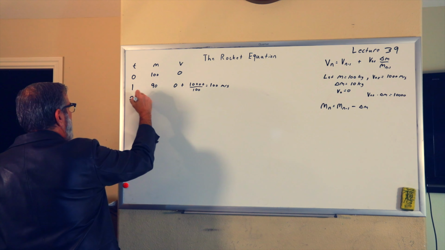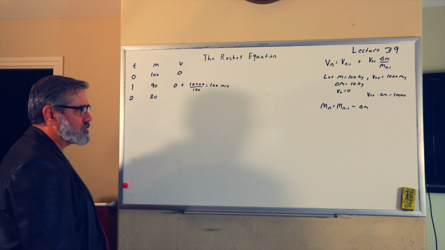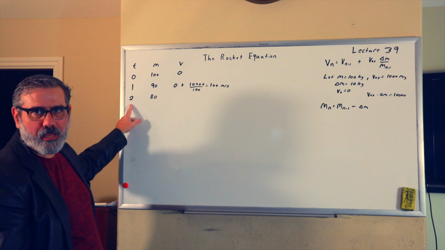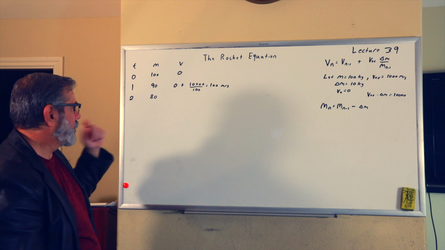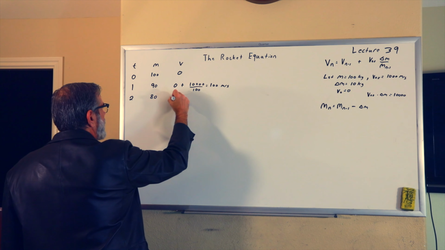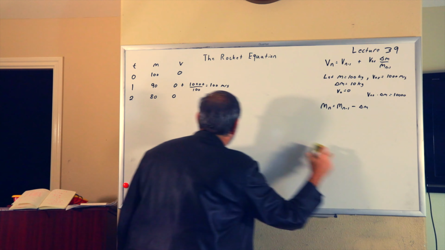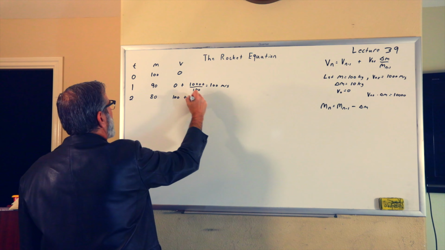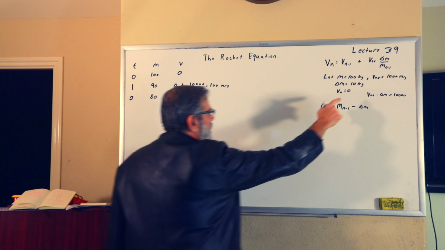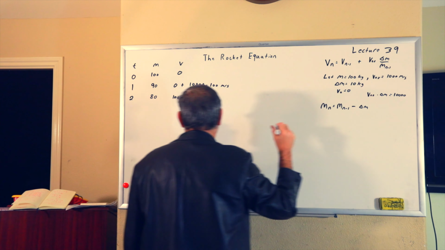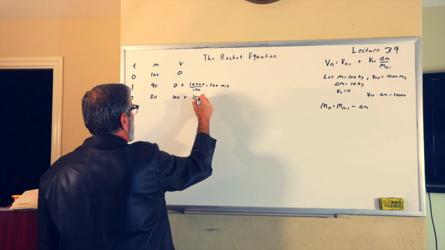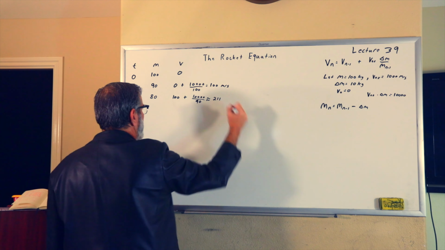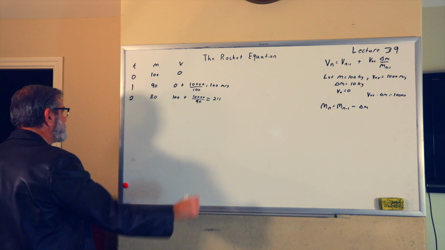In the second time step, the mass will decrease to 80. I'm just subtracting 10 kilograms off each time I take a time step. So at t equals 2, that's the second time step, our mass goes down to 80 kilograms. What's our speed going to be this time? Well, it's not 0. It's the previous velocity, which was 100 meters per second, plus this 10,000 again, that's the exhaust velocity times the change in mass, divided by the old mass, which is 90. And so this comes out to be approximately, I think, 211 meters per second.